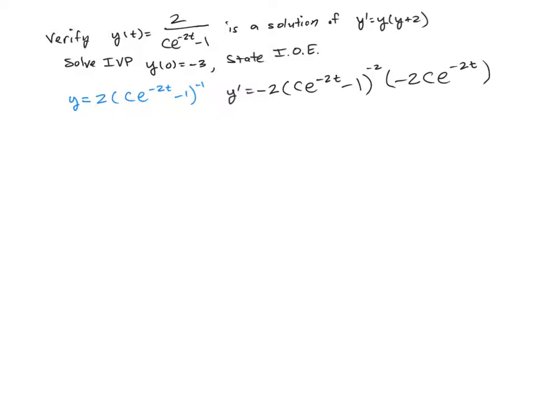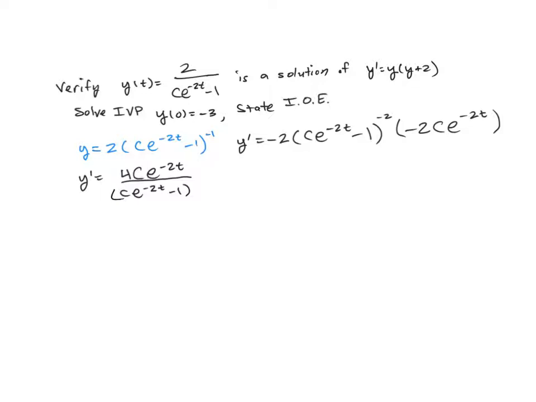And it's very helpful to write this over again as a quotient, since that's how it started. So y prime is equal to positive 4ce to negative 2t over top of our ce to negative 2t minus 1 squared. All right, so the next thing we want to do is go in and verify the differential equation. And to do this, you always want to start with one side and show that it equals the other.